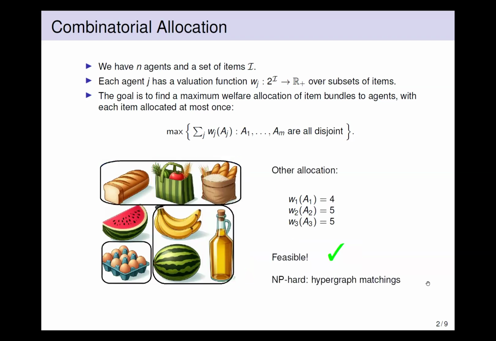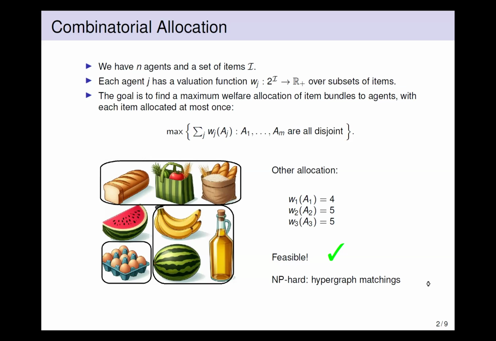On the other hand, this is a feasible allocation, because here I again have 3 bundles. Maybe the values are lower, but now this is a feasible allocation. They do not intersect. I'm allocating every item at most once, and possibly some items are not allocated, which in principle is possible. And of course, as you can already see, the problem will be very hard, since we can encode hypergraph matchings by solving this problem.